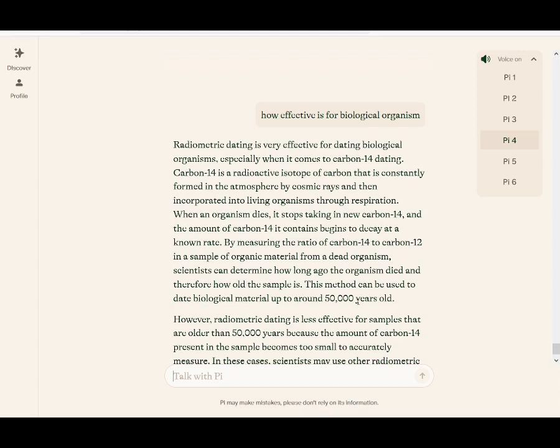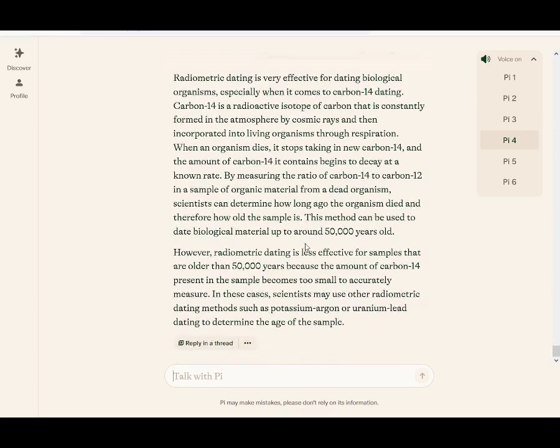However, radiometric dating is less effective for samples that are older than 50,000 years because the amount of carbon-14 present in the sample becomes too small to accurately measure. In these cases, scientists may use other radiometric dating methods such as potassium-argon or uranium-lead dating to determine the age of the sample.